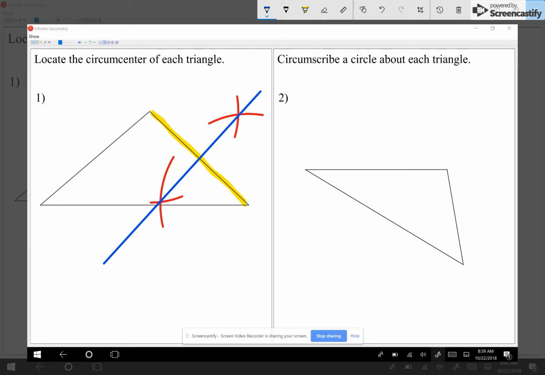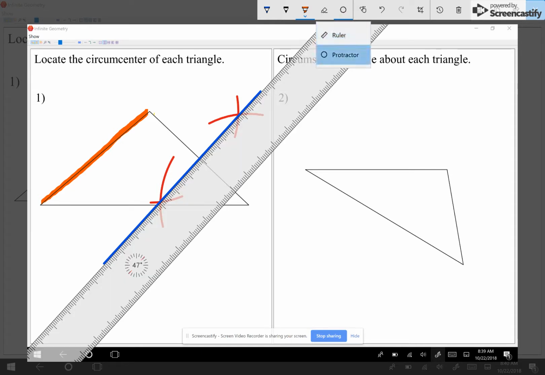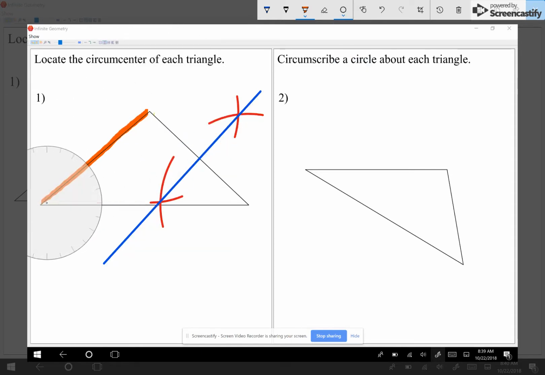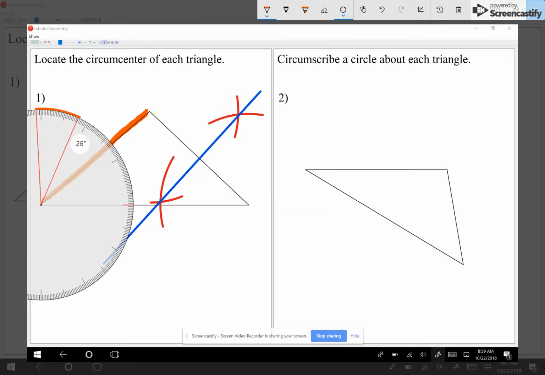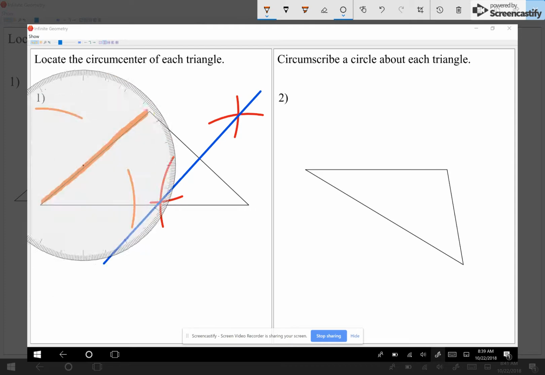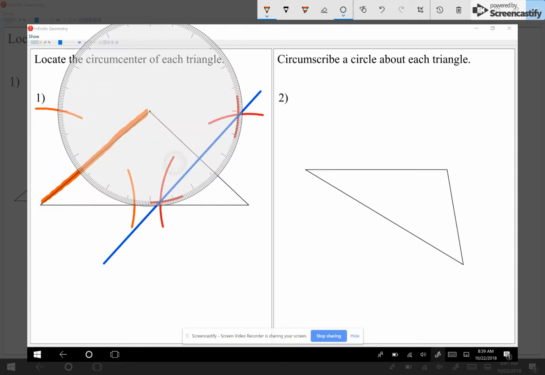I'm going to do the same thing to another side. Just for us to know which side I'm working on, I'm going to highlight it in orange. I'm going to be looking at this side. Once again I'm going to grab my compass, center my pencil at one endpoint of the segment, and open my compass such that it goes more than the middle. And I'm going to do arcs on each side of the segment. So I'm going to go there, and then go to the other end of the segment.